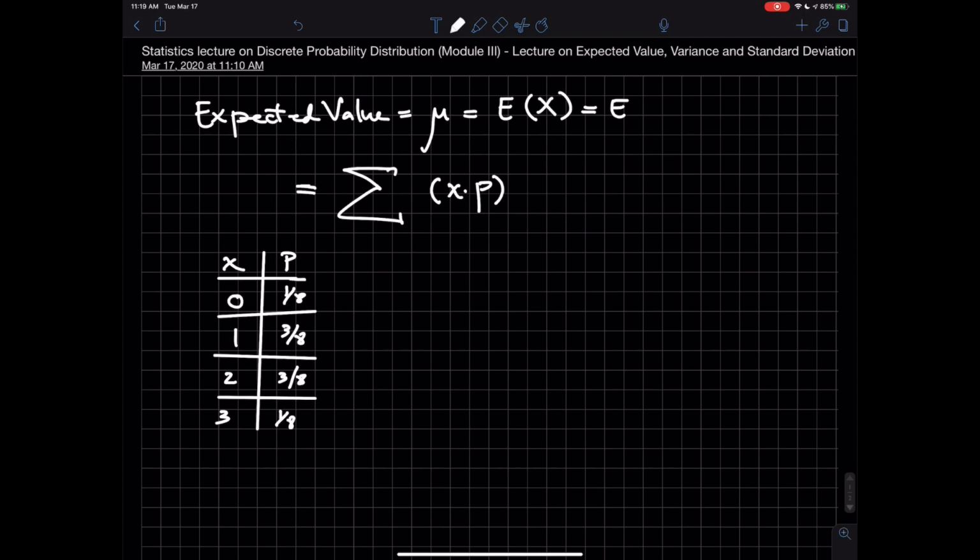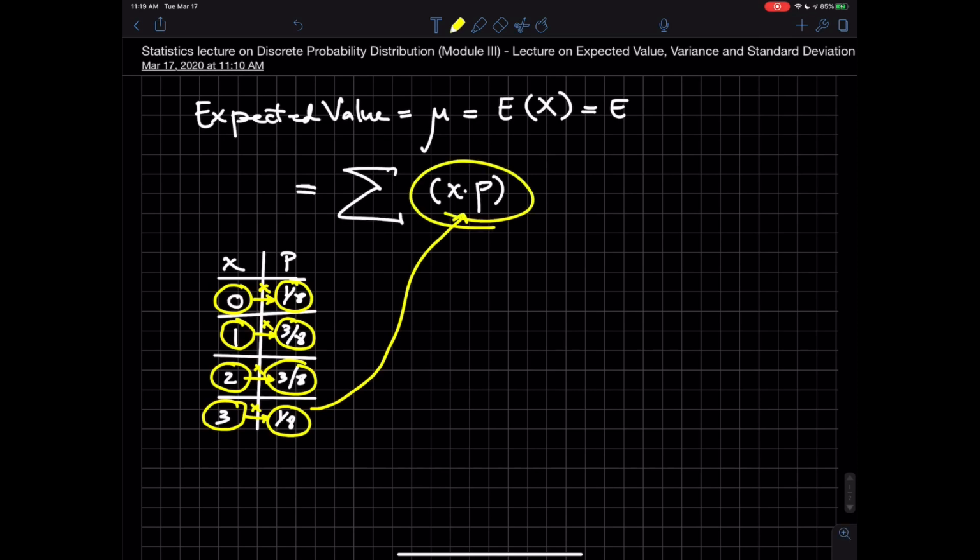Now, what does the sum of xp mean? Well, it means I will take each x and multiply it by its corresponding probability. Then I'll take the second x and multiply it by its corresponding probability. Then I take the third x and multiply it by its corresponding probability. And then I take the fourth x and multiply it by its corresponding probability. That's what this means, xp's. And once you multiply all of these out, then you just sum them.